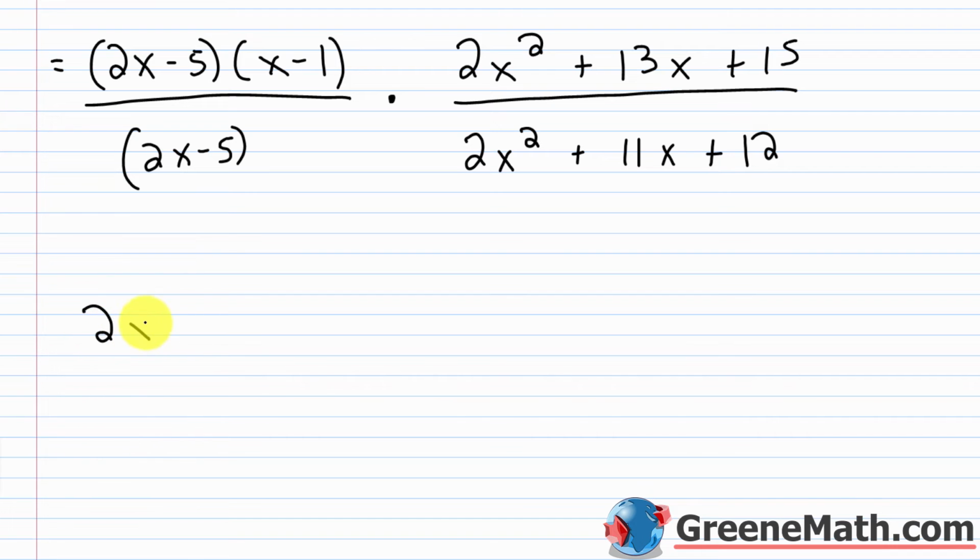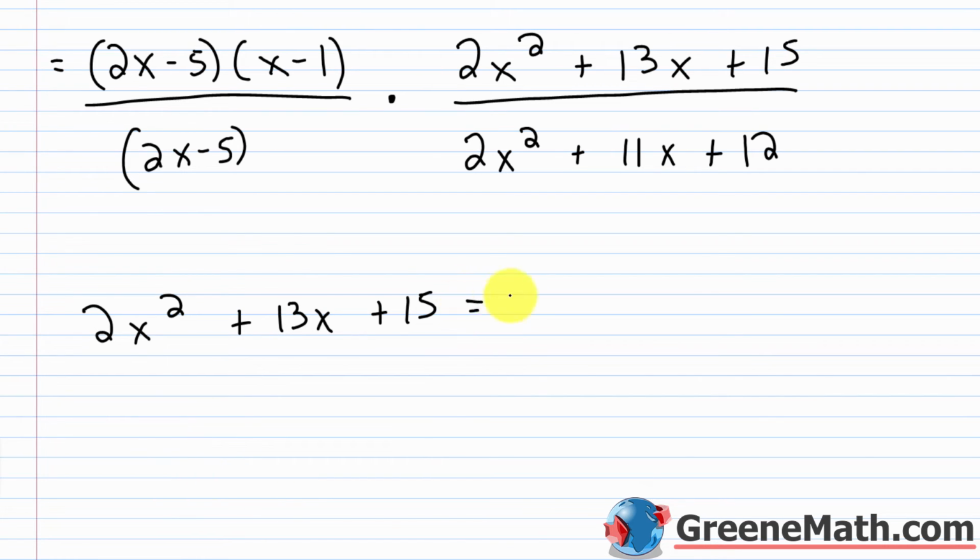So if I had 2x squared plus 13x plus 15, I need two integers whose product is 30 and whose sum is 13. For 30, I've got 1 times 30, and 2 times 15. Can I play with the signs there? No, because everything is positive, so I can't really use that. I've got 3 times 10, and that would work if I did positive 3 and positive 10. So let's go with that.